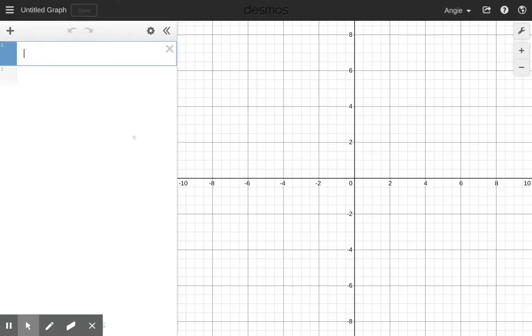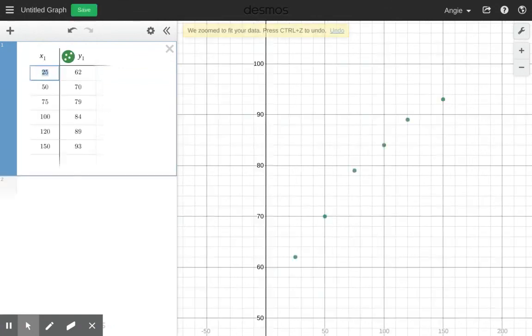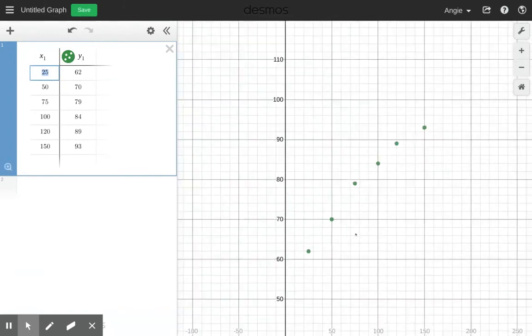I'm going to put my cursor, which it already is, into an empty cell there, and I'm going to do Control V to paste. How nice is that, right? So there's all my data there in Desmos. You can mess around with this graph a little bit if you want to, but it's looking pretty good there for me.